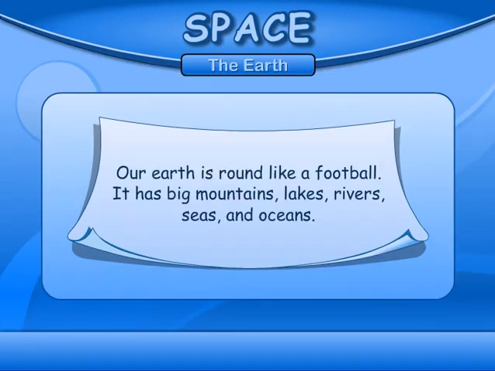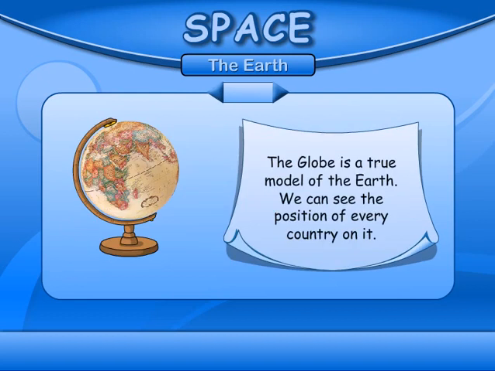The Earth. Our Earth is round like a football. It has big mountains, lakes, rivers, seas and oceans. The globe. The globe is a true model of the Earth. We can see the position of every country on it.